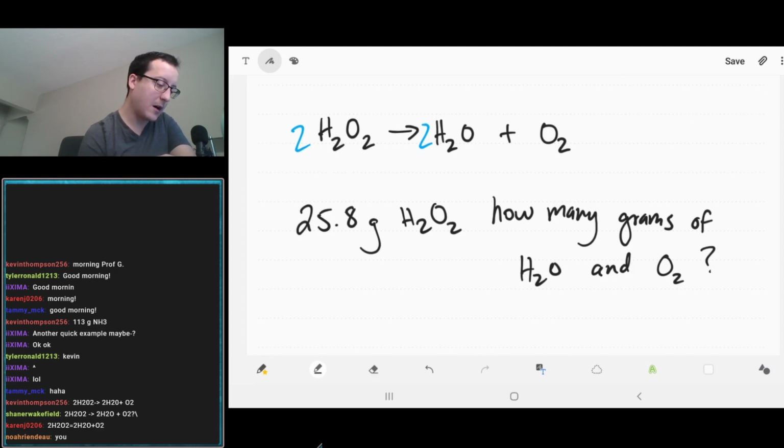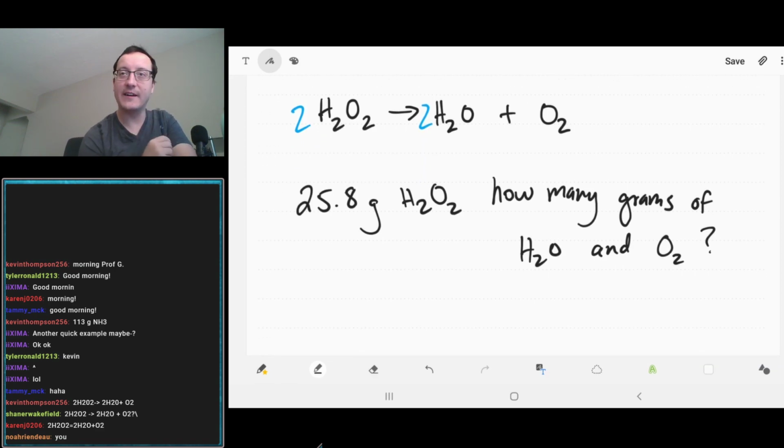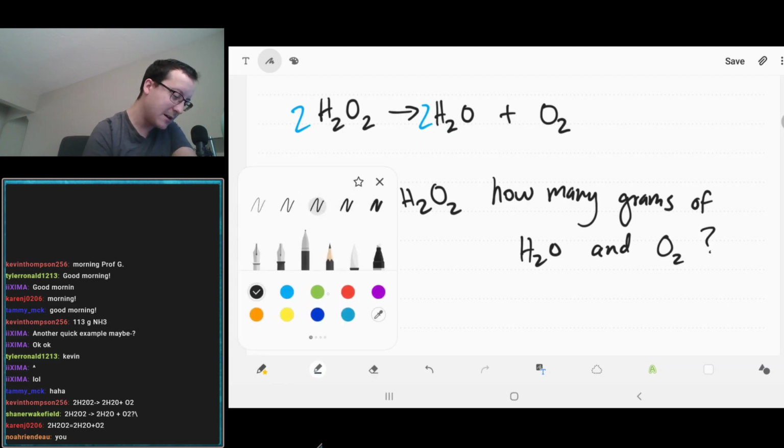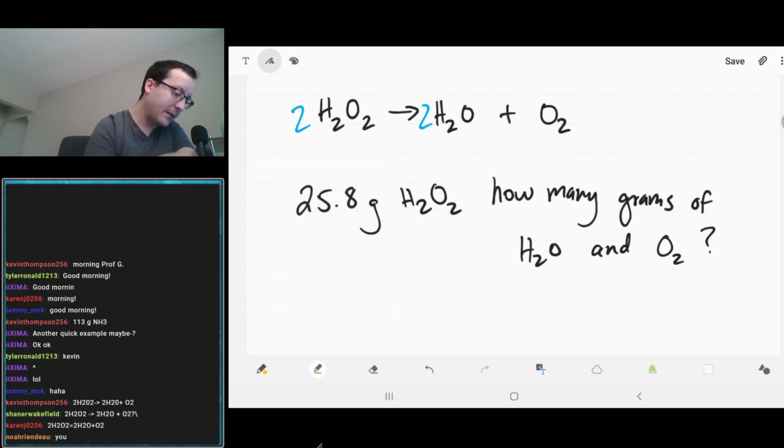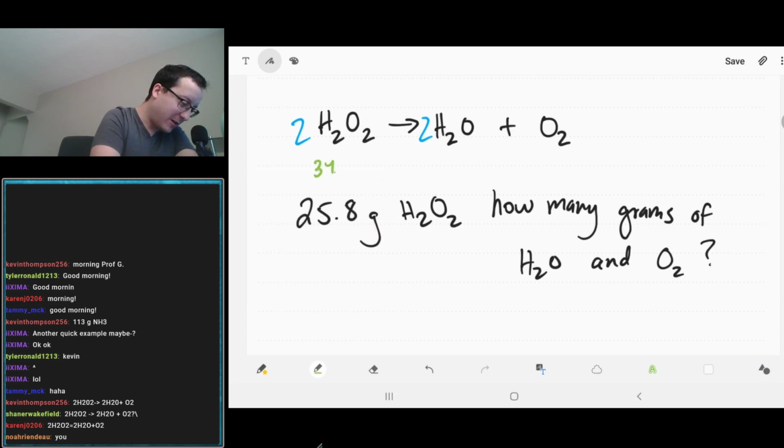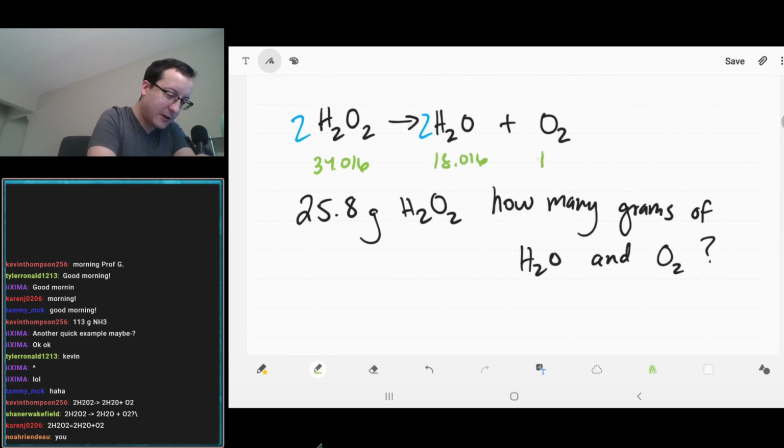So, we should probably calculate some molar masses first, just to make stuff easier for us. So that's going to be 34.016, 18.016, and 32.0. I'm just writing the molar masses there.